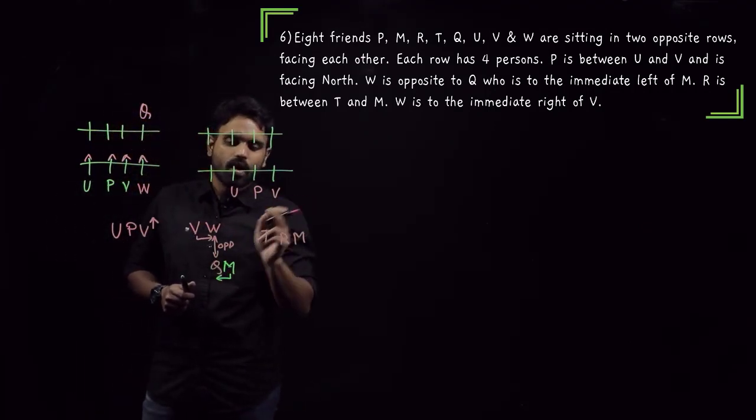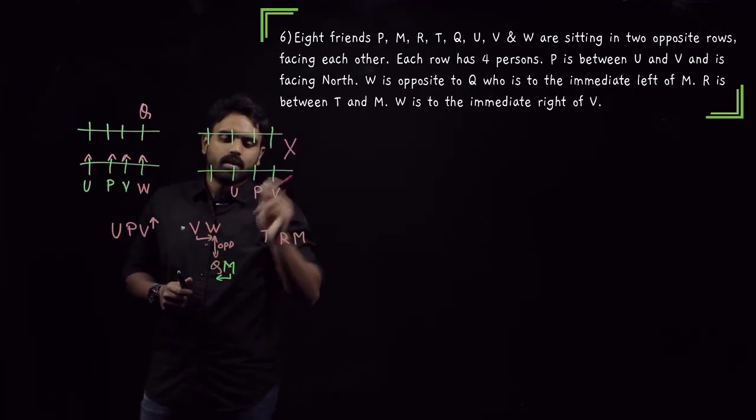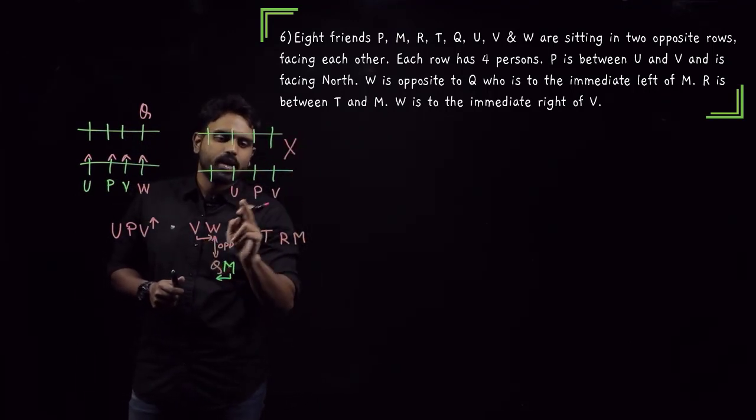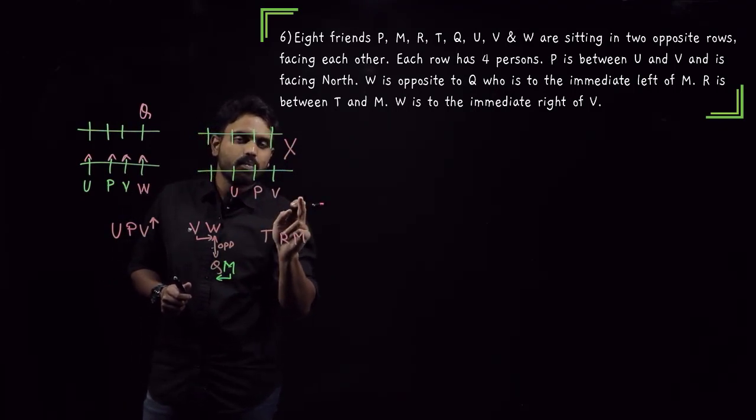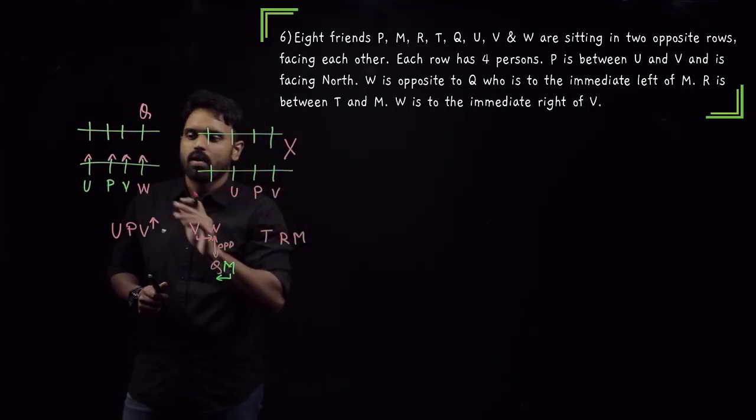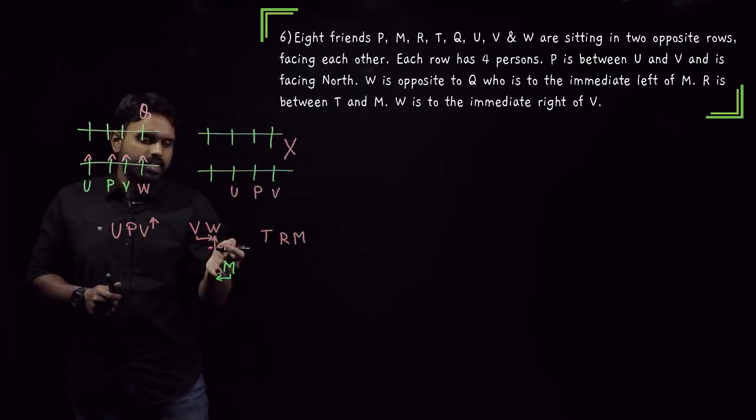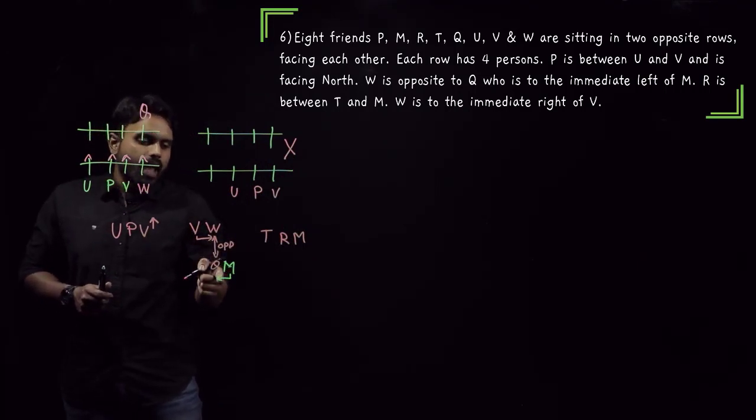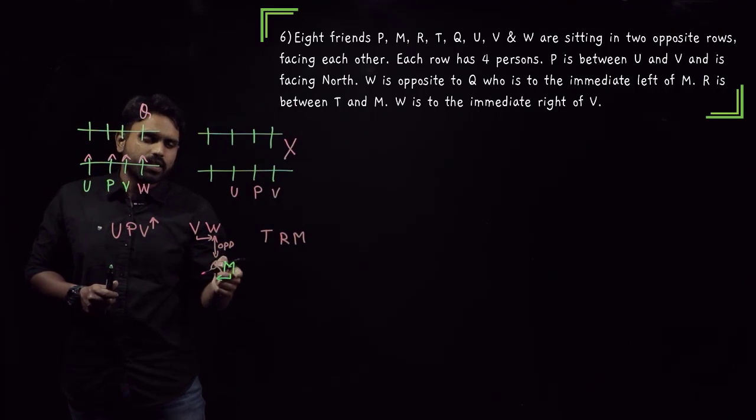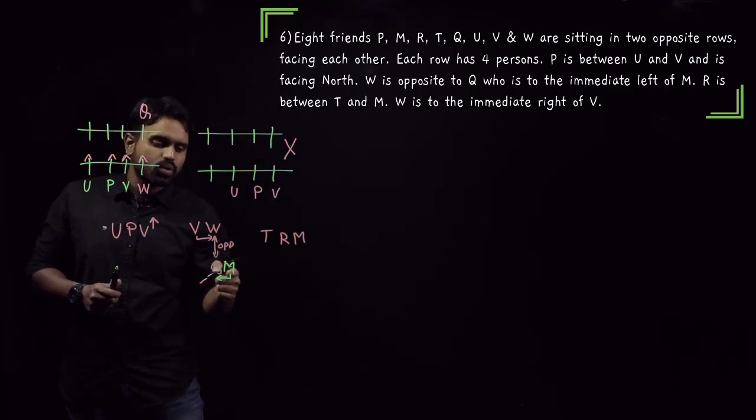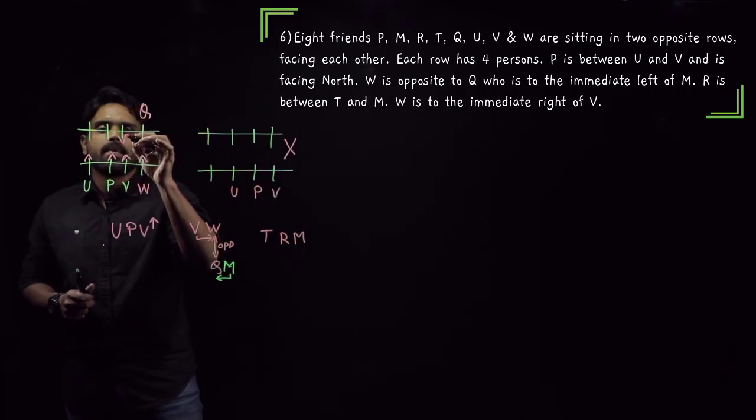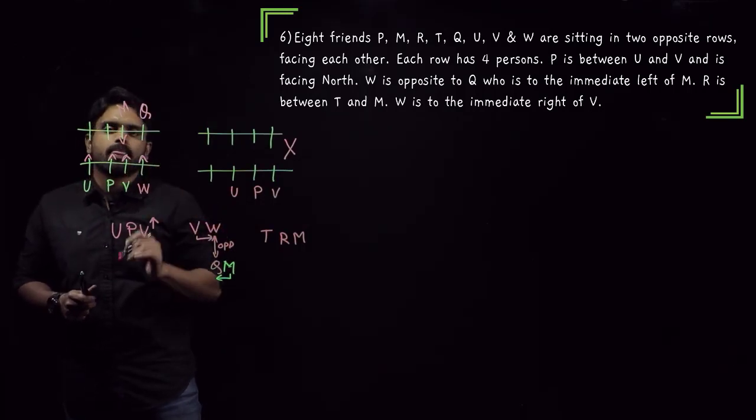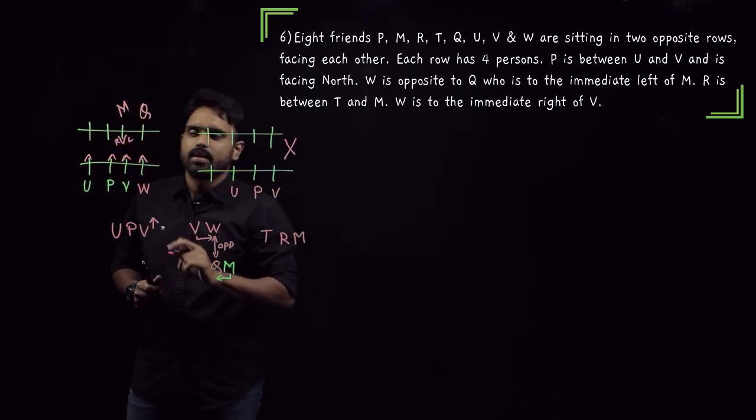This one has already gone wrong because I do not have a position. Immediate right of V, I do have a position here. No. So, this has gone wrong. So, this has to be right. So, let's check. And Q has to sit first to the left. Q kaha pe baithega? First to the left of M. So M aayega yahan pe. So this will be left and this will be right here in this case. Yes.